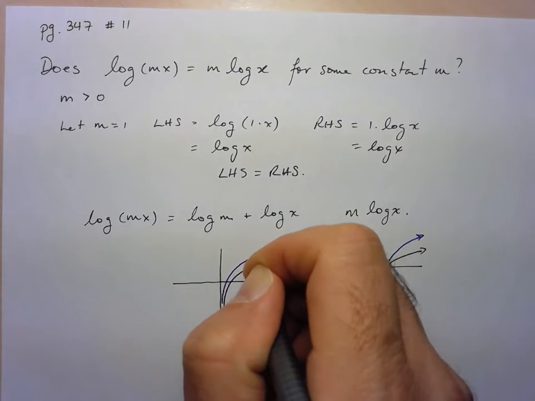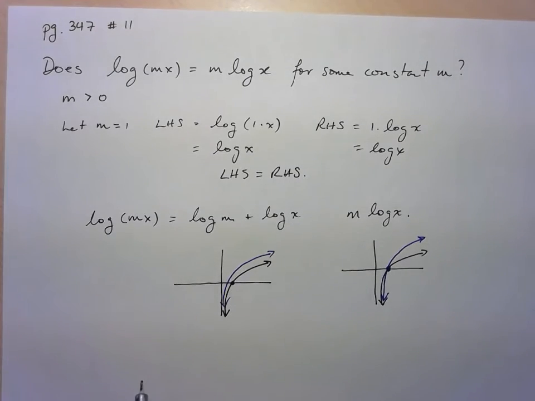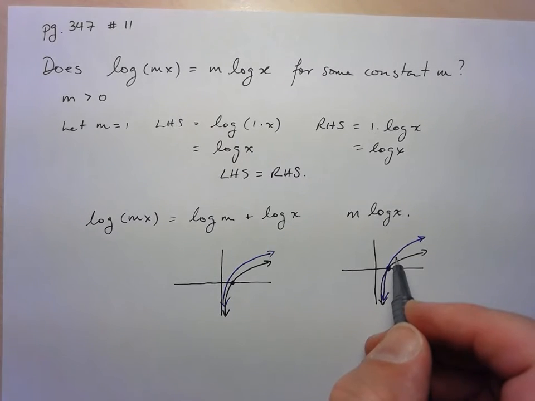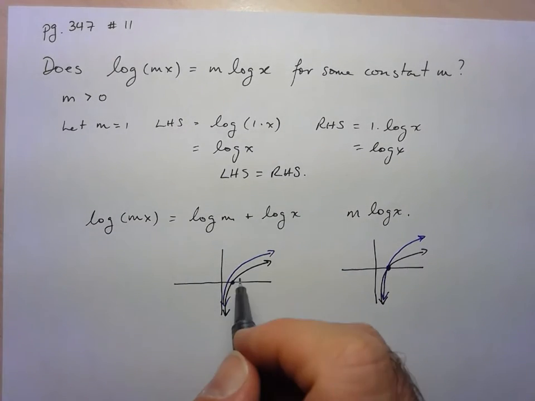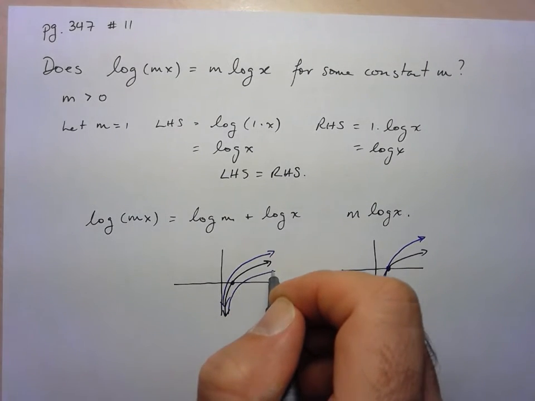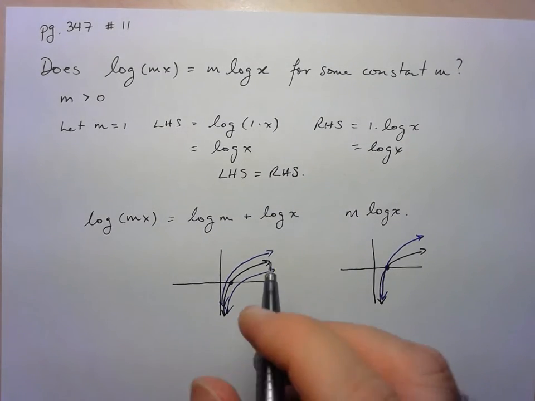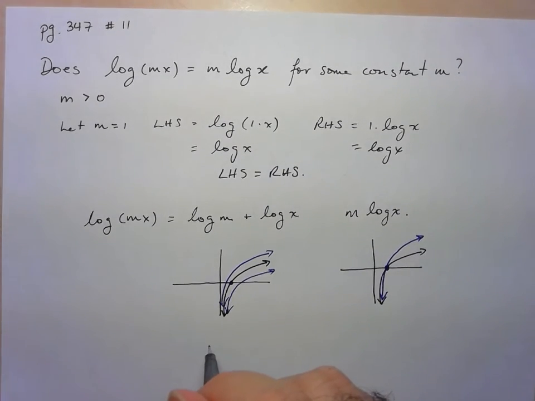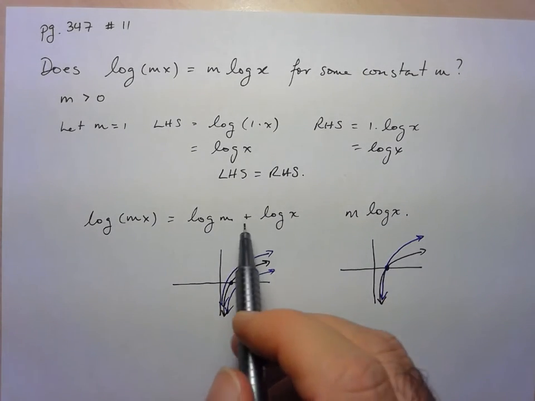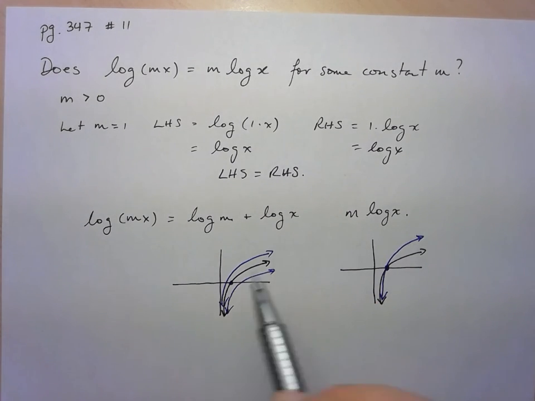So that means this new function can't pass through 1, 0. It has to be different from the one we have here. This one will still pass through 1, 0. This one here, whether it's moving up or down, cannot pass through 1, 0, because all points are shifted up or down. And I think that gives us our graphical reasoning as to why these two things are not going to be the same unless m is equal to 1. Okay, I think that's it for this one.